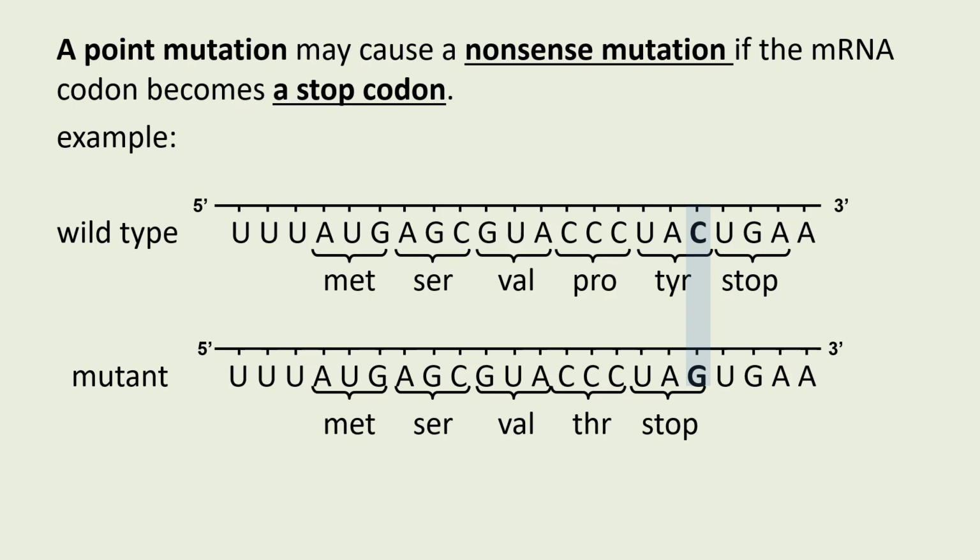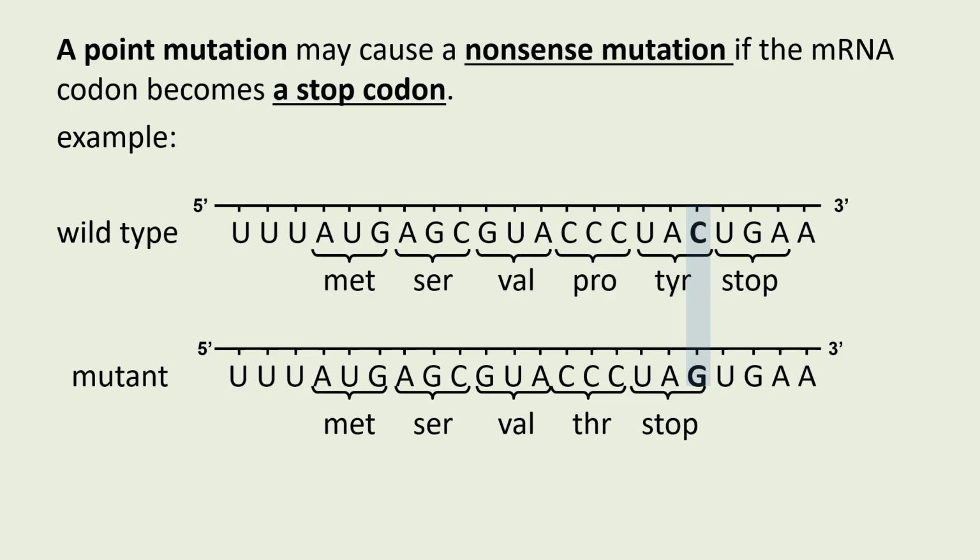Now what's not shown here is that the opposite could actually occur. Where you have a stop codon, a point mutation can change that into a codon that encodes an amino acid. That is not called a nonsense mutation. And actually I can't find the term if there is a name for that type of mutation. But when you go from a codon that encodes for an amino acid to a stop codon, that alone is a nonsense mutation.